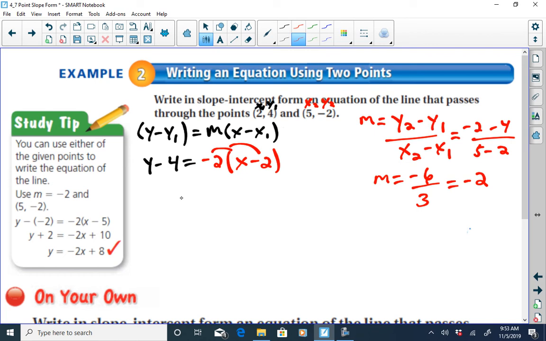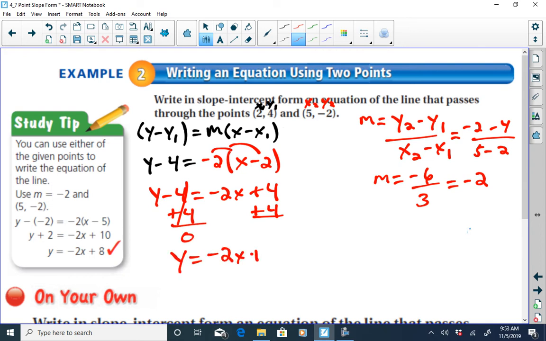I use the distributive property, so we get y minus 4 is going to be equal to negative 2x plus 4. Solve that equation for y, so we're adding 4 to both sides of the equation. That's 0, and we get y is equal to negative 2x plus 8. Now, that's using the point-slope form.